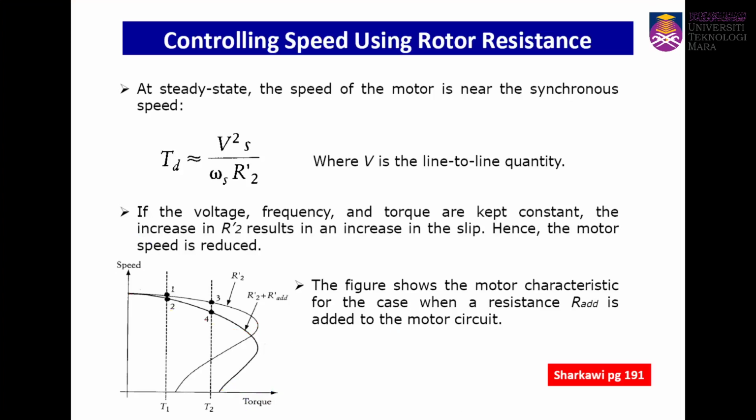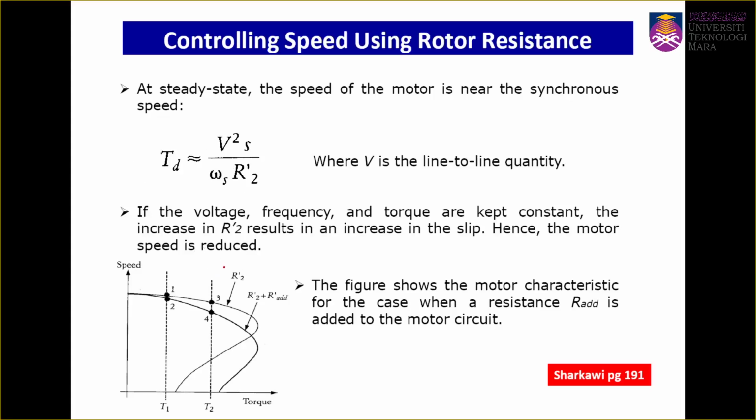So by adding R prime 2, if we look at that, we start with R2 here. This is a standard machine. As we add the rotor resistance into the rotor side, we can see that now the speed is slightly reduced. Okay, so this is the new characteristic, this is the old characteristic. So if you compare at lower torque, at small torque, you can see that it's not so significant a change in the speed, isn't it? If you focus only on that torque, it's very close from the first original speed to the new speed, isn't it?